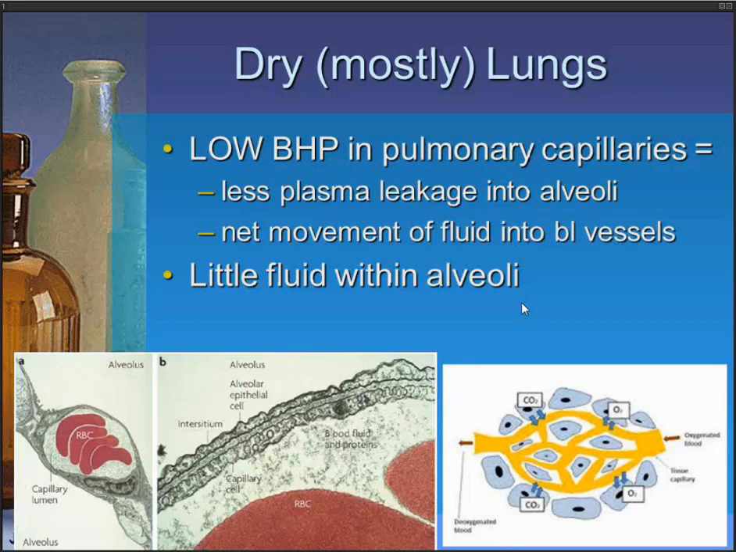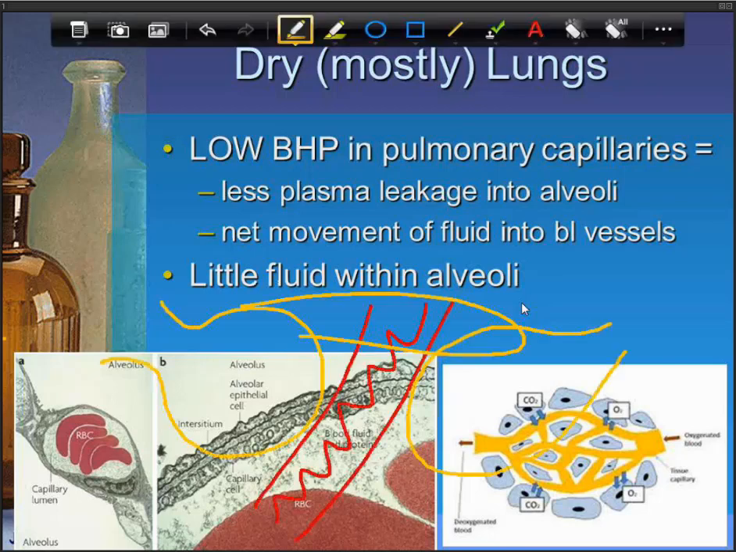Okay, we're going to pick up with the lung physiology. And we're talking about dry lungs. Let me make sure everybody understands that. I'm not saying there's no moisture in the lungs. You've got to have moisture at the respiratory membrane where alveolar wall and blood vessel wall come together.